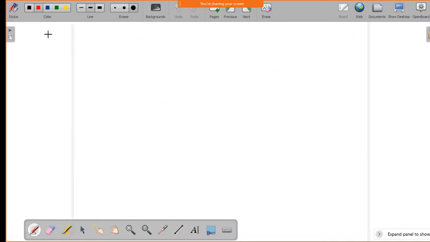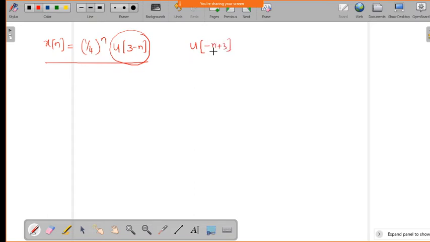So try to find out, for this unilateral Z transform, x(n) which is given by (1/4)^n u(3 minus n). Find out this one. You have to concentrate here. This you can write as u(minus n plus 3), and try to find out from where to where it exists.